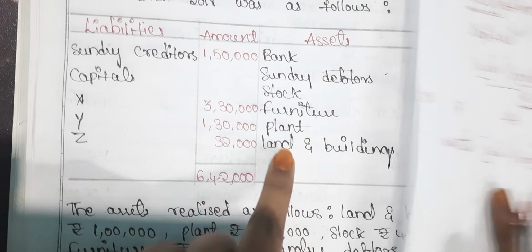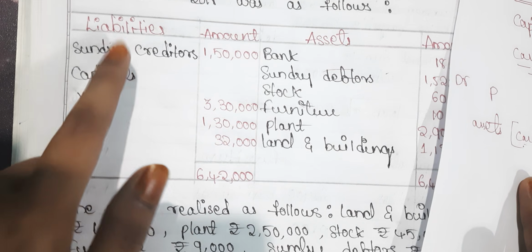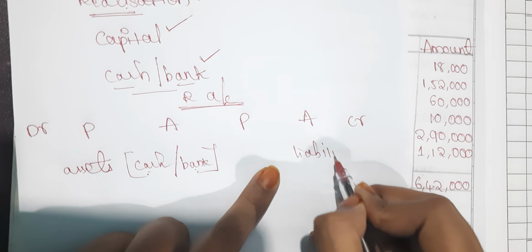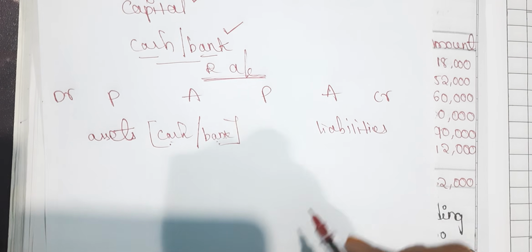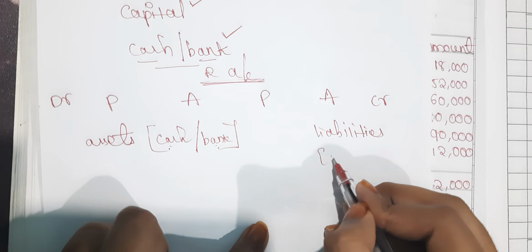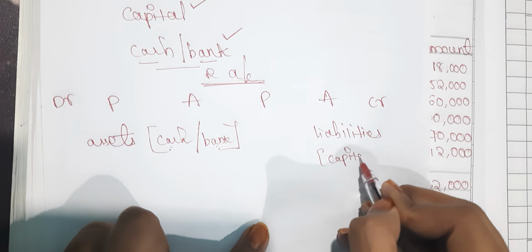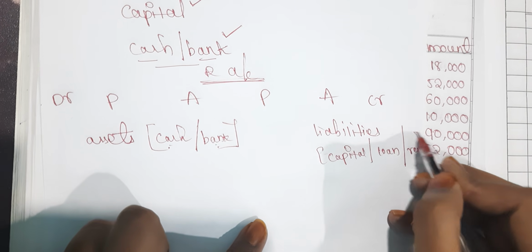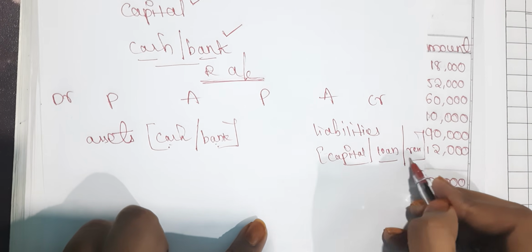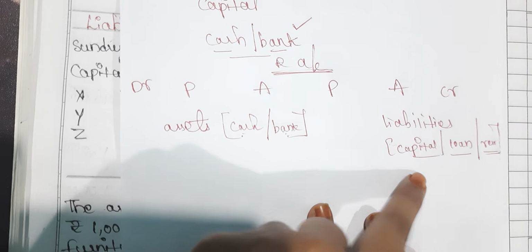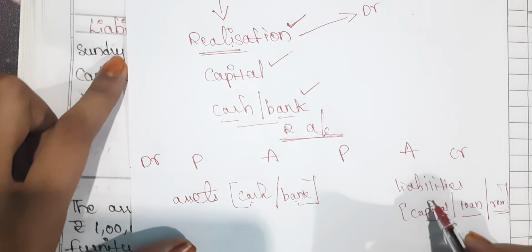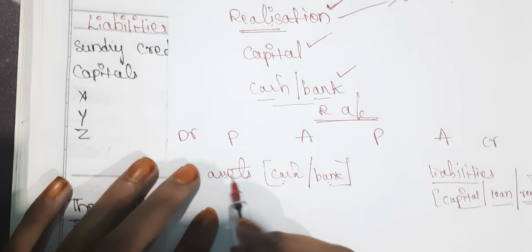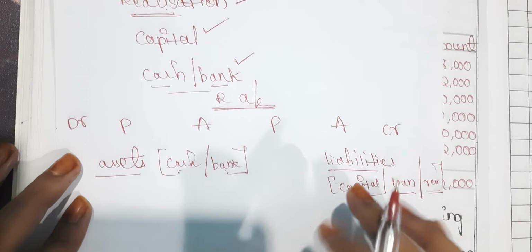All the assets we take on the debit side, and definitely all the liabilities we will take here on the credit side, right? Liabilities, you have to take on the credit side, but remember, you should not take capital, or loan, or reserve. If you find capital, loan or reserve, like here capitals are there, you should not take them. Only other liabilities you need to take. Capital, loan, reserves you need to leave. See, assets you take on the debit side, liabilities you take on the credit side.